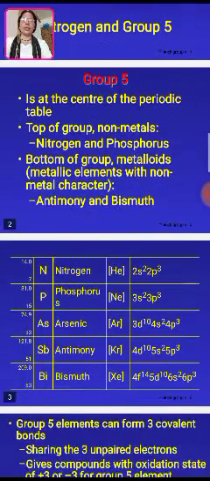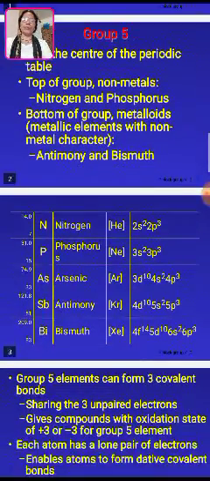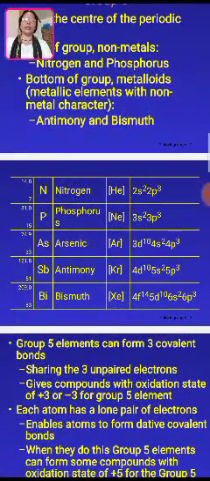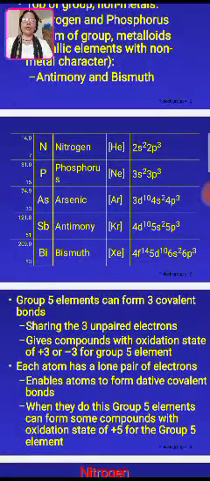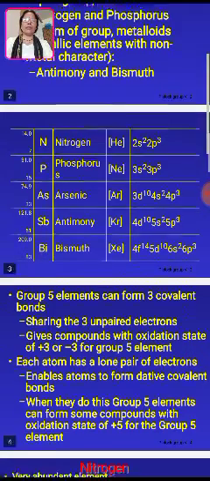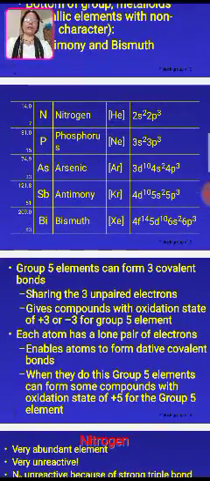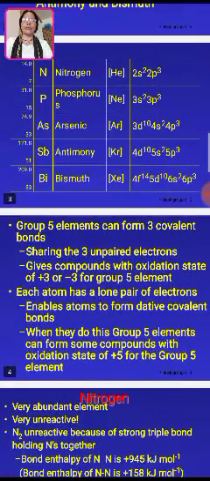Phosphorus, atomic number is 15. Outermost electronic configuration is 3s2 3p3. Arsenic, atomic number is 33. Outermost electronic configuration is 3d10, 4s2 4p3. Antimony, atomic number is 51. Outermost electronic configuration is 4d10, 5s2 5p3. And bismuth, atomic number is 83. Its electronic configuration is 4f14, 5d10, 6s2 and 6p3.